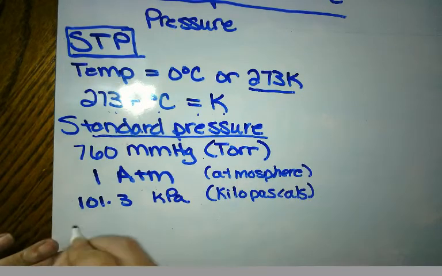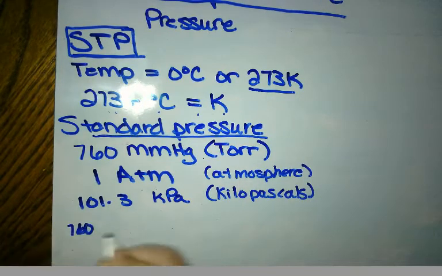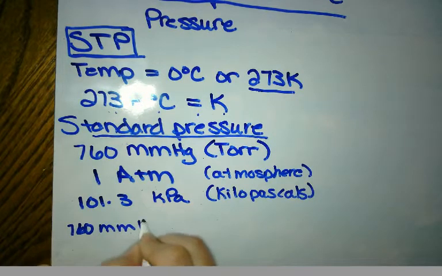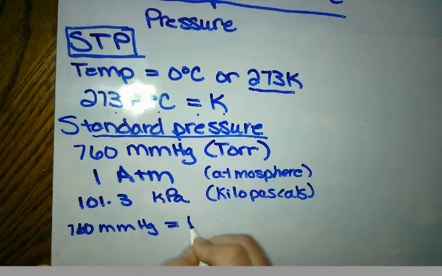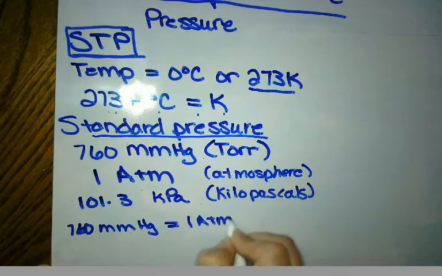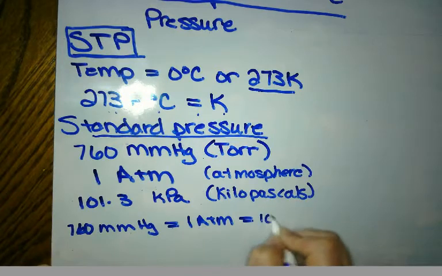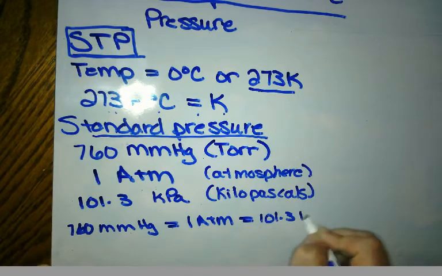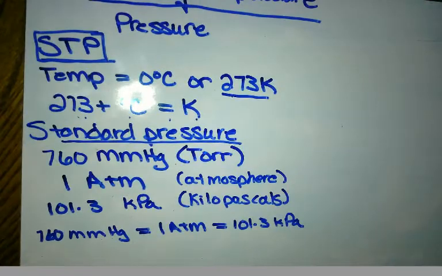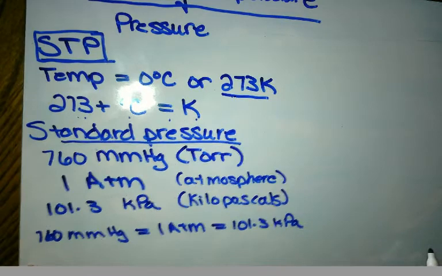These guys are all equal. So 760 millimeters of mercury equals 1 atmosphere, which is the same as 101.3 kilopascals. So now we need to understand how to convert these units.